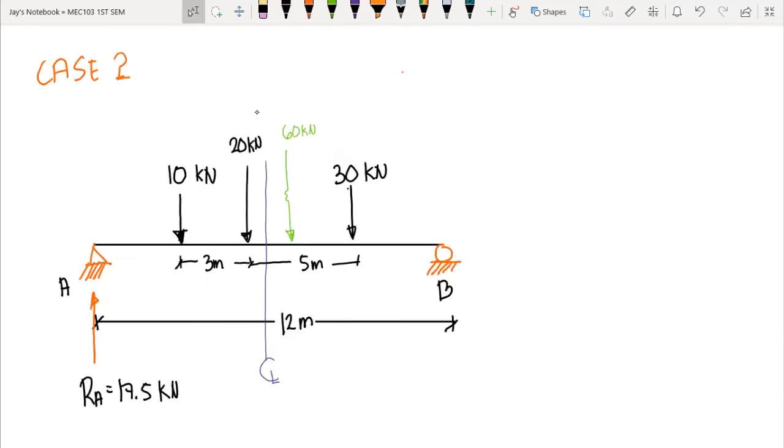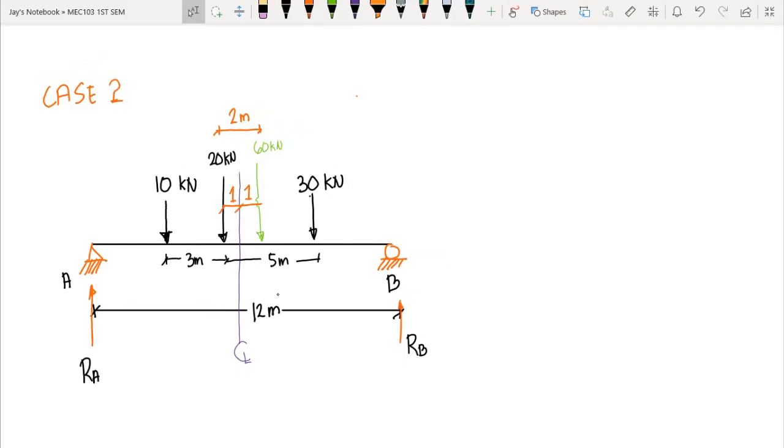Now for case number 2, we place the midspan between 20 kilonewton and 60 kilonewton on the center line. Okay? So this is to compute for the maximum moment under the load 20 kilonewton. So in that case, since we know that 20 to 60 kilonewton is 2 meters, correct? So therefore, the distance from the center line to 20 kilonewton is 1, and from the center line to 60 kilonewton is 1 as well. So in this case, we compute for the reaction at A, because A here is on the side of 20 kilonewton.